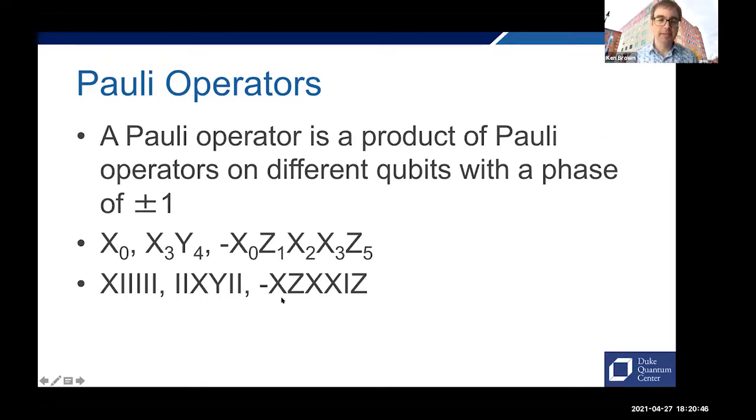I will also refer to the weight of Pauli operators. The weight of a Pauli operator will be the number of non-identity elements in this element. So this is a weight one operator, this is a weight two operator, and this last one is a weight five operator.